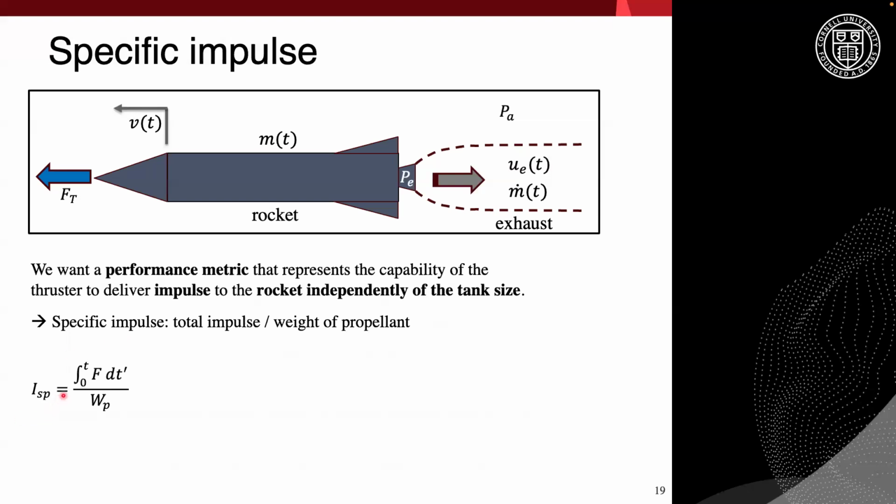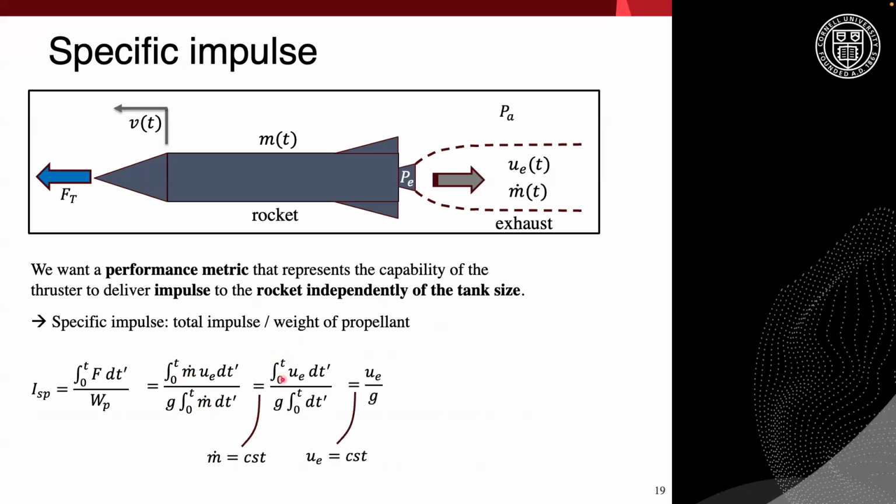So Isp is the integral between 0 and t of F dt, which is the total impulse, divided by the weight of the propellant. And the thrust can be written as m dot ue. And the weight of the propellant is g times the integral between 0 and t of m dot dt. So the weight of the propellant that has been expelled from time 0 up to time t. And then if we assume a constant mass flow rate, we can get rid of m dot here and here, and we end up with this expression here.